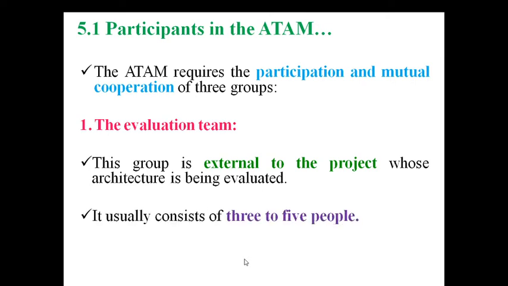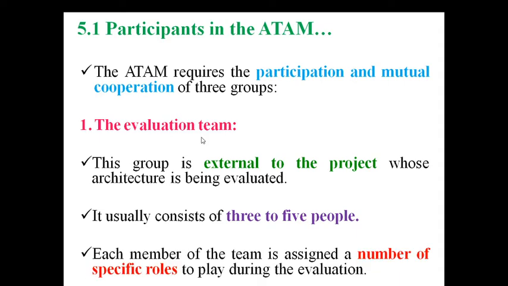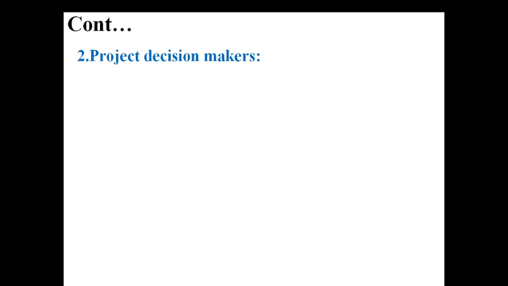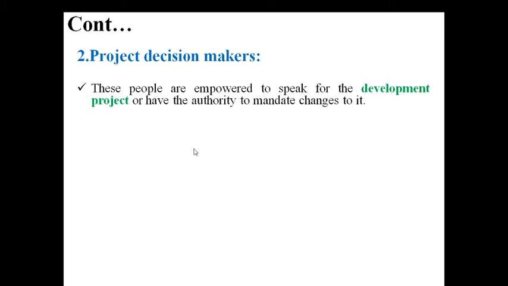The evaluation team usually consists of three to five people. Each member of the team is assigned a number of specific roles to play during the evaluation, so each one has their own goals. The second group is the project decision makers, who have thorough knowledge of the project, because they are part of the project development phase. These people are empowered to speak for the development project and have the authority to mandate changes. They can give the go-ahead for any changes in the project.